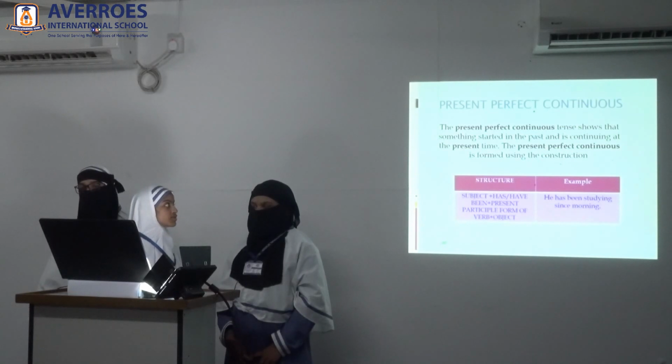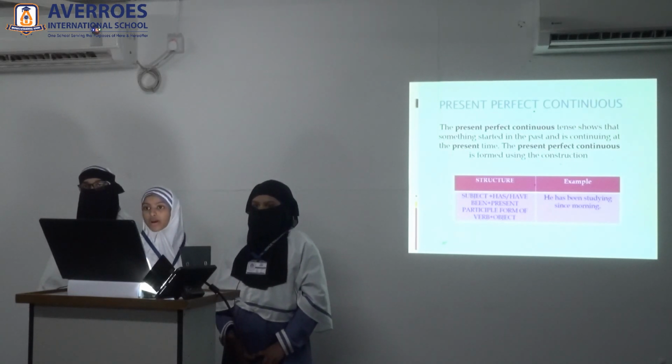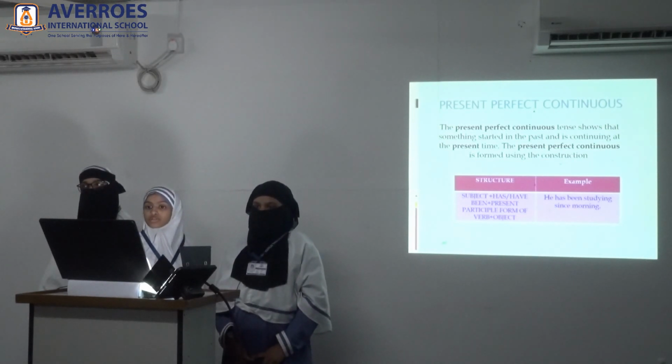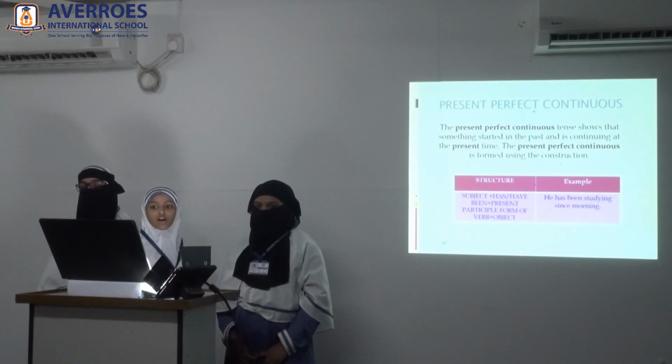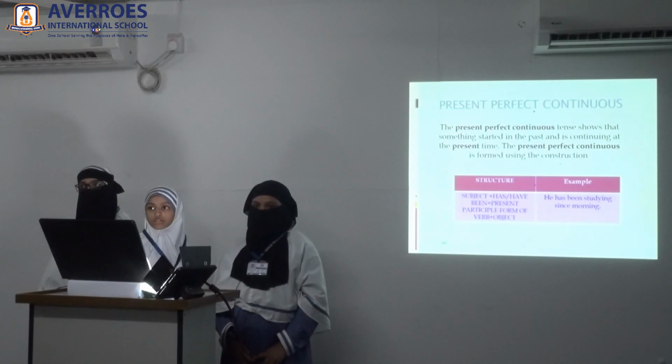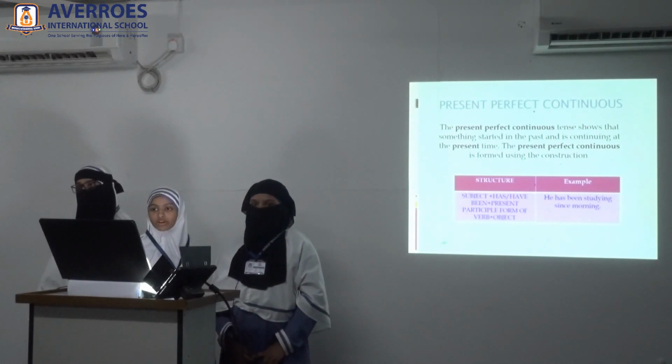Present perfect continuous. Present perfect continuous tense shows that an action started in the past and continues in the present time. The present perfect continuous is formed using the construction has or have been plus present participle form of verb plus object. Example, he has been studying since morning.